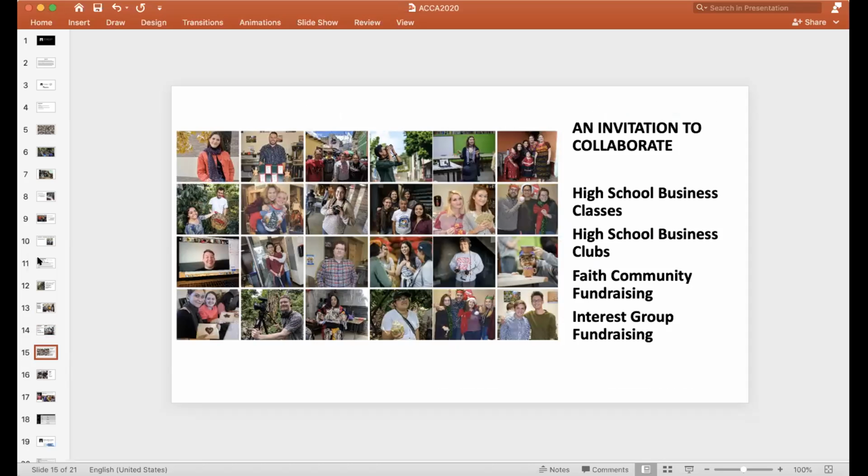So this is our invitation to collaborate. As the focus here, well, last time when we offered our tour of the lab at the last ACCA symposium, we focused on thinking about other higher ed institutions in the area, and we shifted a little bit here to thinking about collaborating with groups that work with high school students.